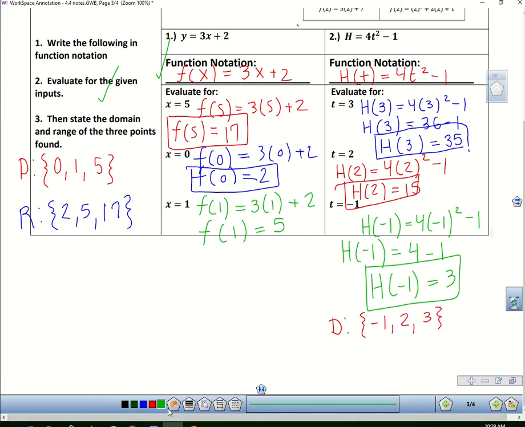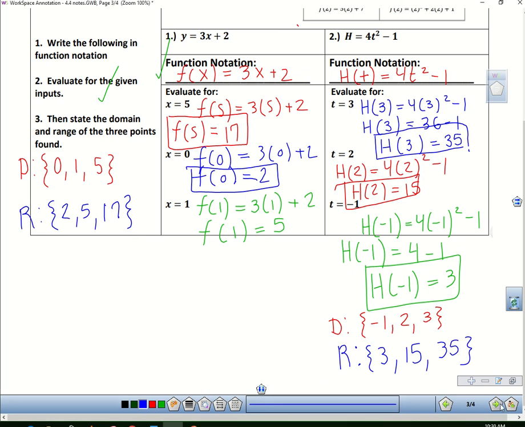Now we're going to go with the range. So the range are the what kind of values? Y values. Good, the output values. So what are our output values in order? 3, 15, and 35. Good. 3, 15, and 35. Those are our range values. Everybody see where those came from? Okay. So once you guys get this done, we're going to do a word problem.